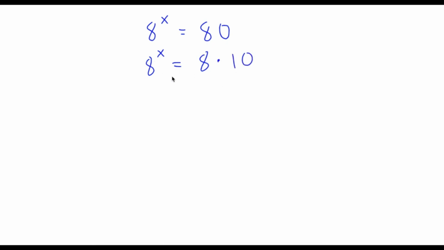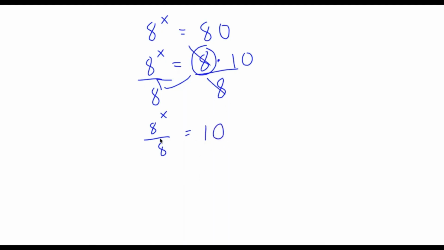Now notice how we have two 8s on both sides. What I want to do is move this 8 to our left-hand side, and the only way to do that is to divide both sides by 8. So if I divide both sides by 8, I get 8 to the power of x divided by 8 is equal to, these two cancel out, so I'm simply left with 10.